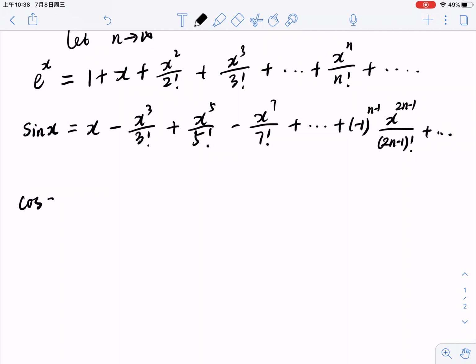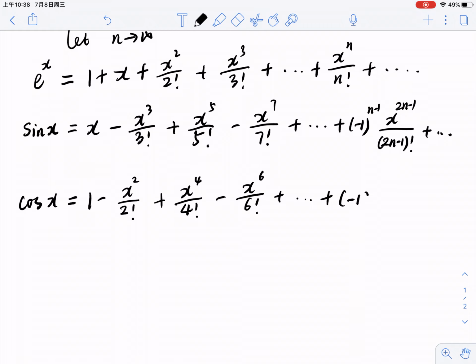Next one is cosine x. Cosine x is 1 minus x squared over 2 factorial plus x to the 4 over 4 factorial minus x to the 6 over 6 factorial ..., and the general term is (-1)^n x^(2n) over (2n) factorial. So these Taylor series converge to their respective functions for every value of x.